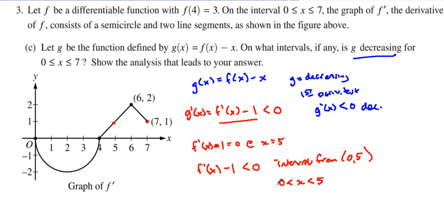And so you could call those the intervals, and you can take any one of these values, okay? Take right here at x is equal to negative 2. Negative 2 minus 1 is negative 3. That's less than 0. That is where g is decreasing according to the first derivative test. And that's my analysis. Let's finish out this problem.